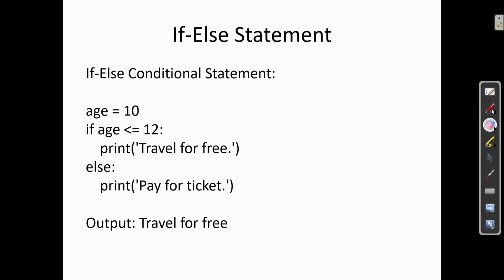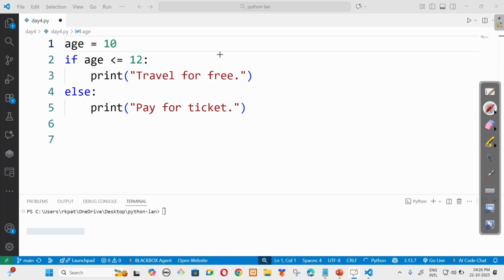Okay, so if the if condition is not executed, then in that case the else condition will be executed. If the if condition is already executed, then there is no need for the else condition. We are seeing the if else statement here. We have told in the code that our age is already 10. Okay, our age is 10.